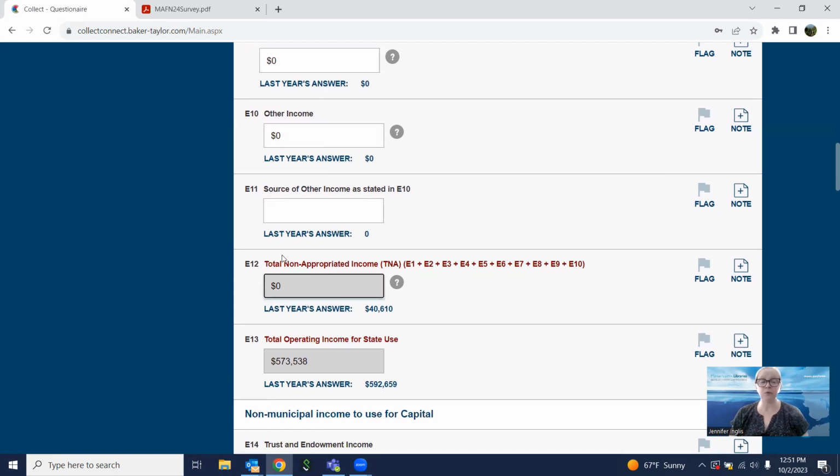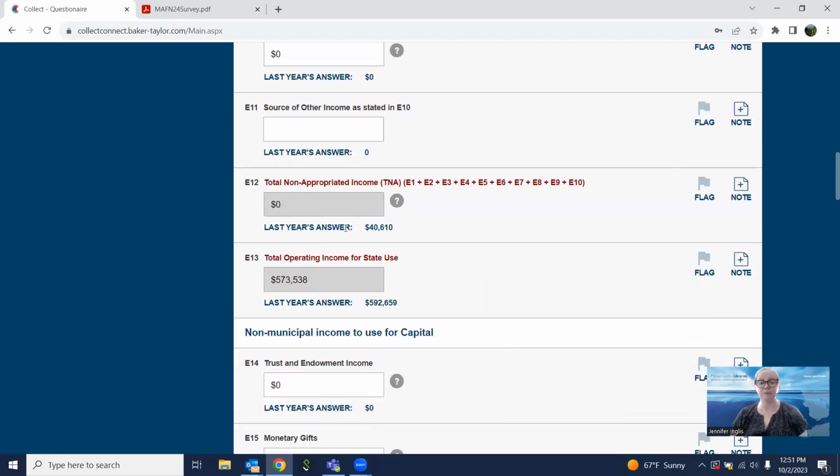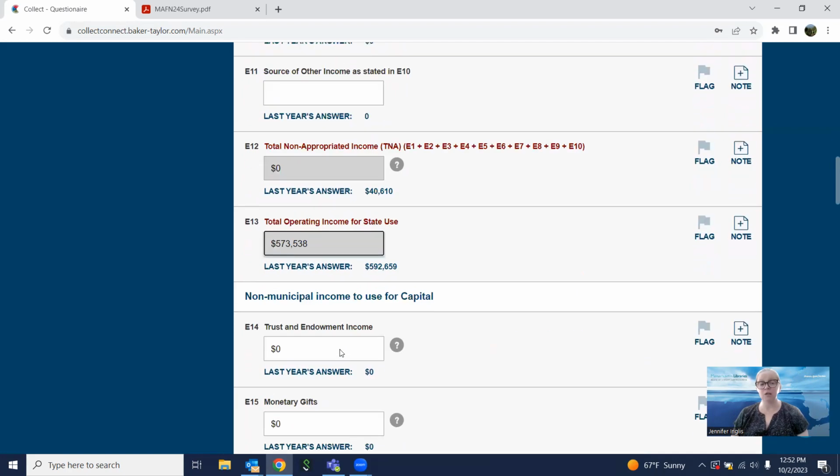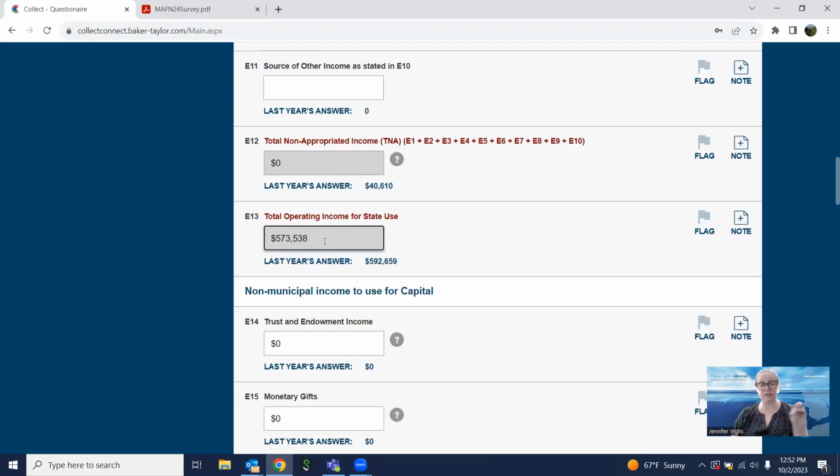Then it's totaled up for you. So this is your total non-appropriated income. So it's all of those things that didn't come from your town. And then total operating income for state use. So this would be the amounts you have entered for the year. So for now, this is just in Deb's, Deb is the director in Abington. In her situation, she hasn't finished filling this out yet. So it's only showing her municipal income from the previous page.